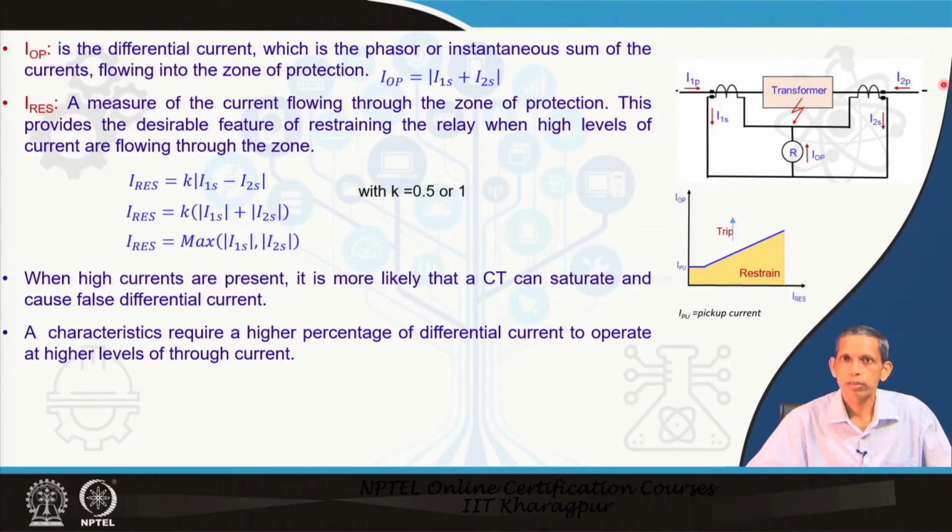We mentioned that the big challenges are CT ratio mismatch, CT saturation and so on. So, whatever current is flowing through this zone, the restraint current is a measure of that. This provides the desirable feature for restraining the relay, not allowing the relay to operate when high levels of current are flowing through the zone.